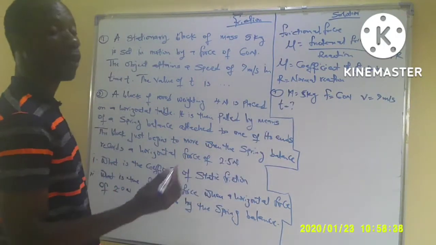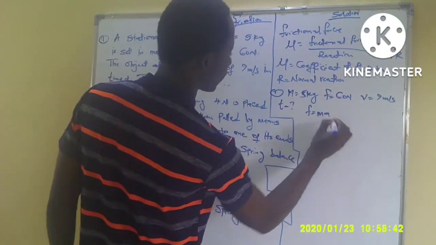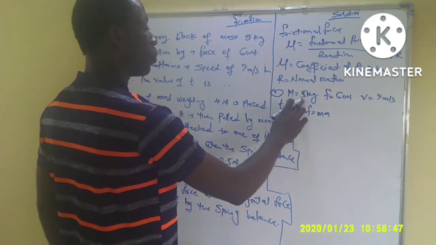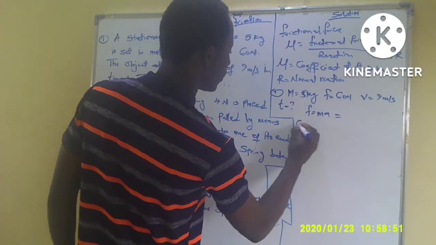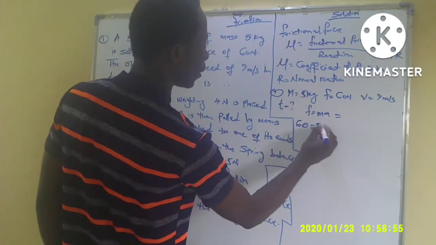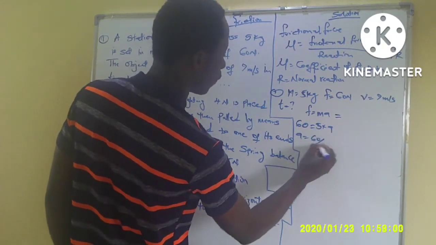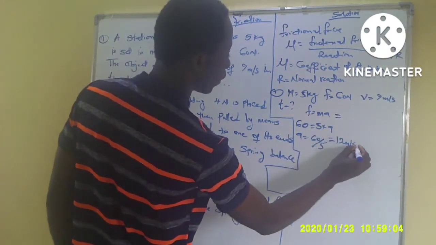So, the first thing we are going to do, what is the formula for force? Force is equal to mass times acceleration. The mass is given to us. The acceleration is not given, but the force is given to us. So, let's substitute. 60 is equal to what? The mass is 5 times A. So, at the end of the day, A is equal to 60 over 5. A is equal to 12 meters per second square.